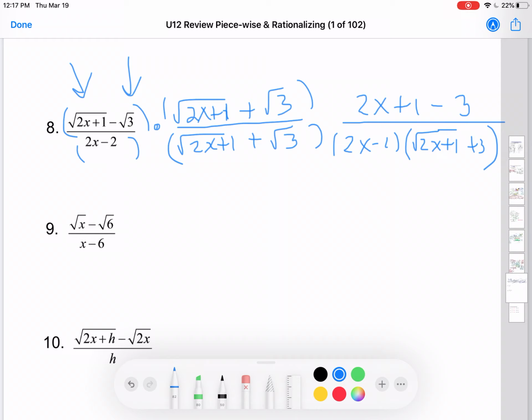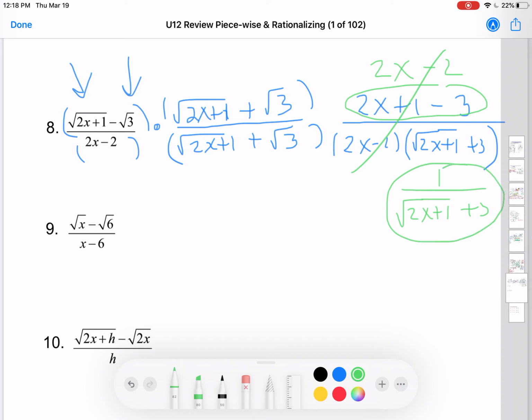All right, so I don't have tons and tons of space on here. Does everybody see that this top becomes 2x minus 2, right? That's what this top piece becomes. And then isn't that what this guy is right here? So these guys wipe out. So my answer is 1 over rad 2x plus 1 plus 3. Okay. And there we go.